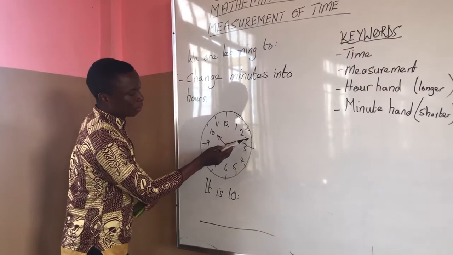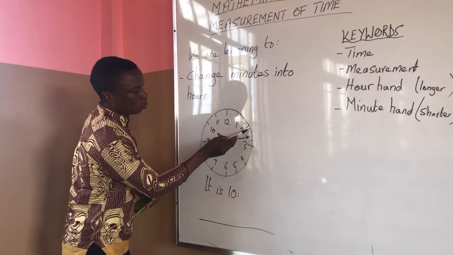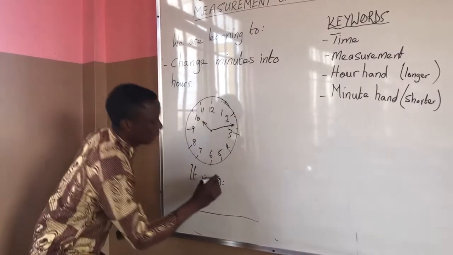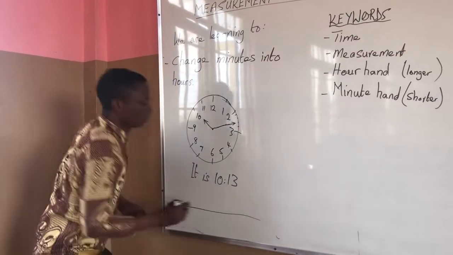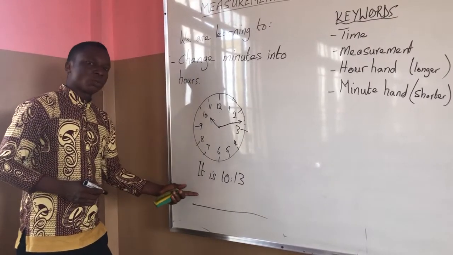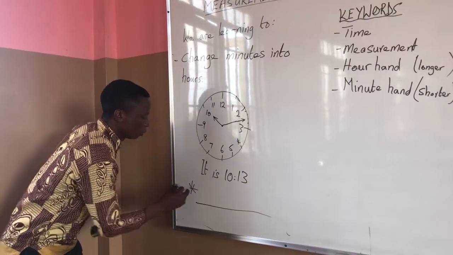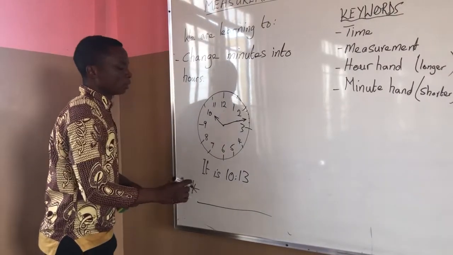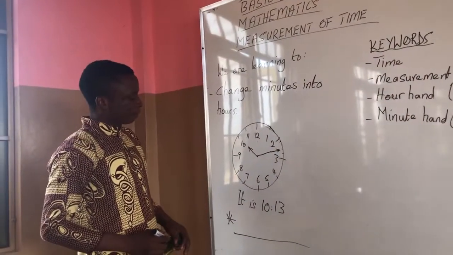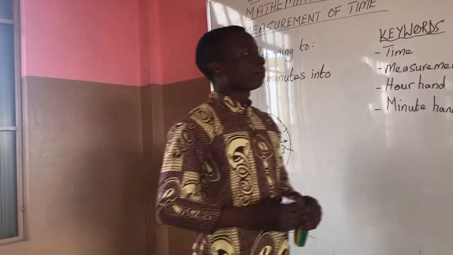Now we have short arrows or sticks here. And the arrow is on 1, so you count 1, 2, 3. So 10 plus 3 is what? 13. Alright, quickly write this in words and show this to your parent at home. I'll leave this for you. You write it in words and show it to your parent. 10 o'clock, 13 minutes. 10, 13.